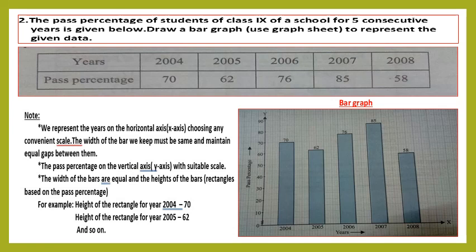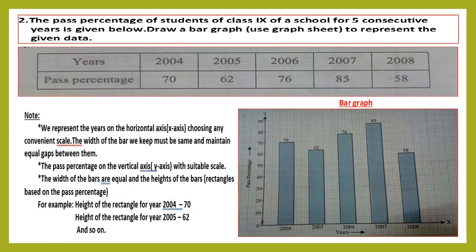Question number 2. The pass percentage of students of class 9 of a school for 5 consecutive years is given below. Draw the bar graph to represent the given data. In the given table, in the first row, we have the years. In the second row, we have the pass percentage of the respective years. For this data, we need to draw the bar graph. Note, we represent the years on the horizontal axis, that is on x-axis.